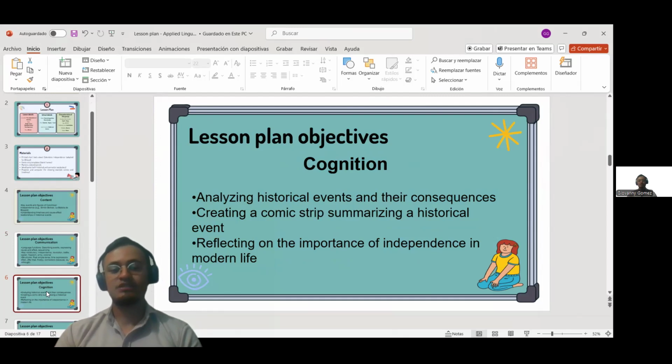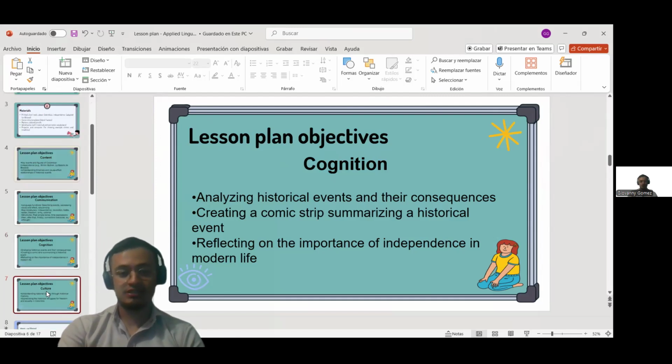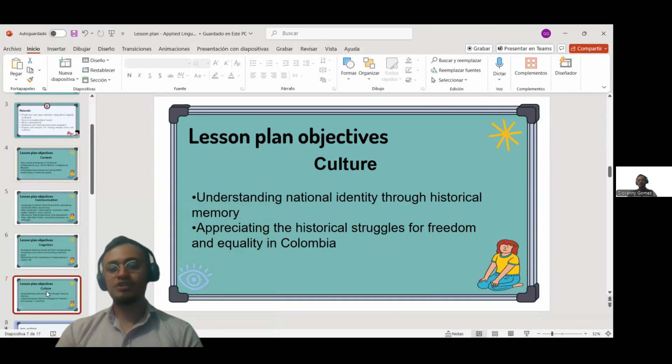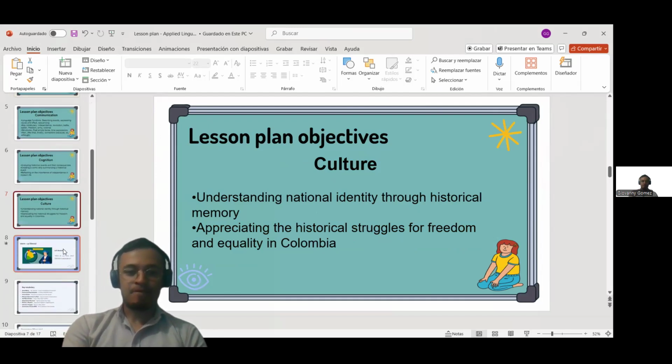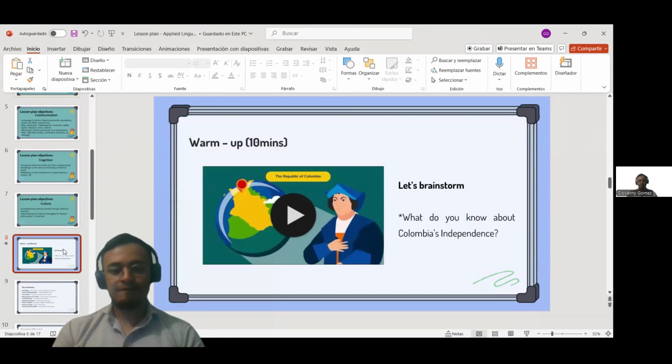They will have the chance to create a comic strip summarizing a historical event. And they will also be able to reflect on the importance of this event in their context. Finally, culture: they'll be able to understand national identity through historical memory and appreciate the historical struggles for freedom and equality in Colombia.